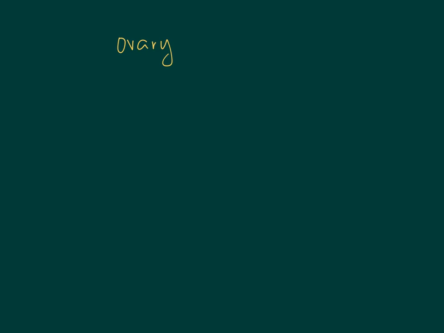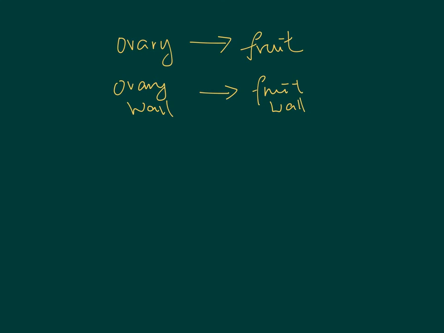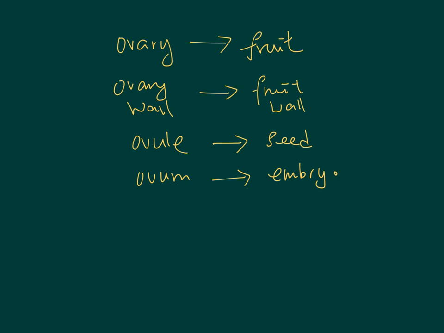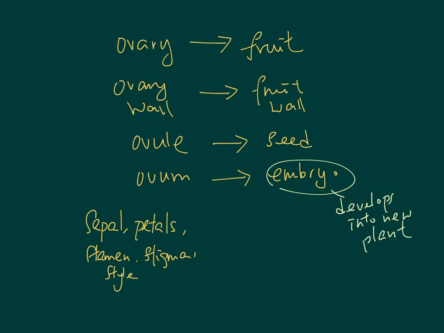After fertilization, the ovary will become the fruit. So the ovary wall will become the fruit wall, and the ovule will become the seed. The female gamete, or the ovum, will become the embryo. So the embryo is the part that will later on develop into a plant. The sepal, stamen, petals, stigma, and style, these parts will wither, dry up, and then fall off.